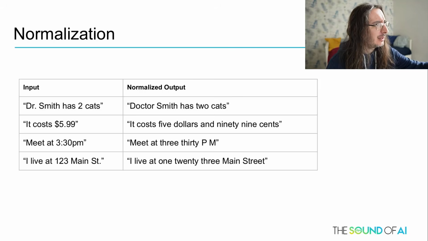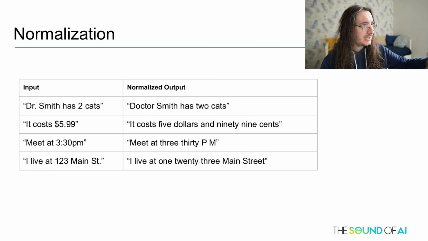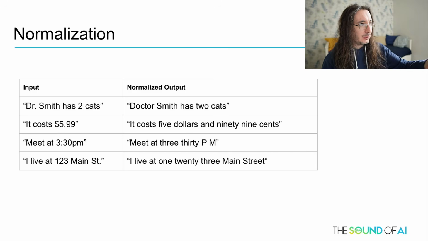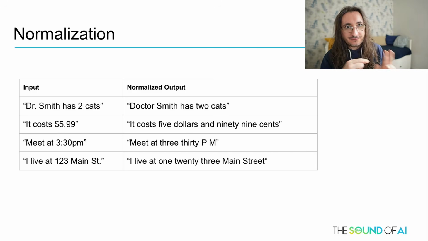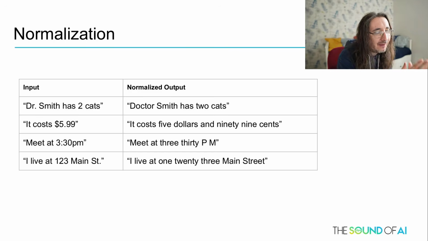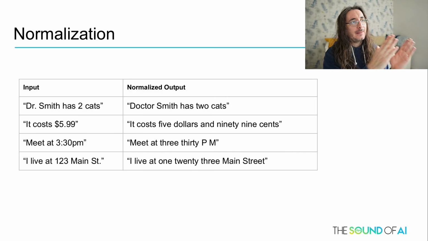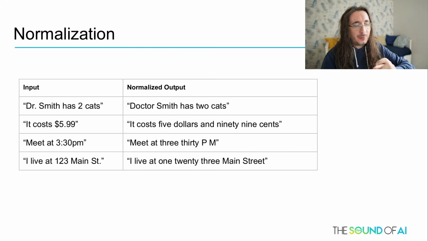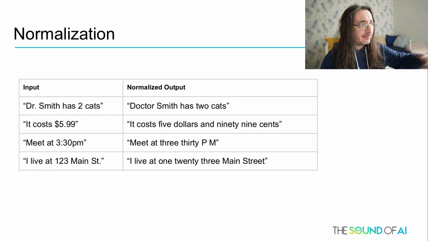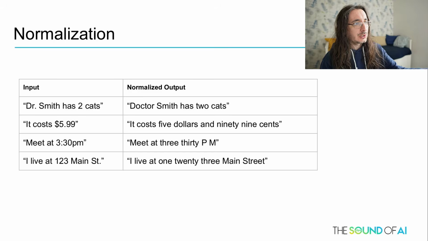So let's take a look at some of the inputs and normalized outputs. We already saw Dr. Smith has 2 cats and how it's been normalized. Then in the second one we have currency: it costs $5.99, with the currency symbol, and we have to translate that into a normalized, expanded output. Same thing with meet at 3:30, and you can normalize it as meet at 3:30 p.m.